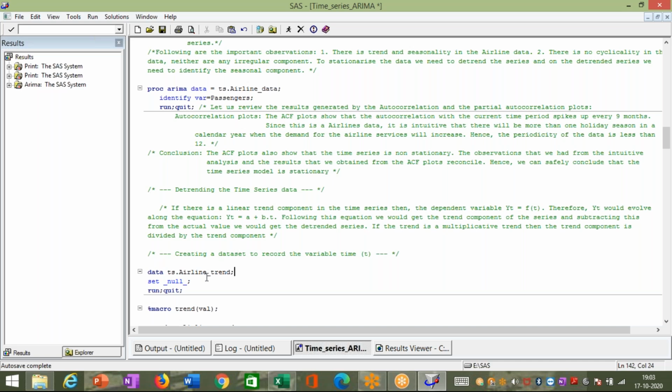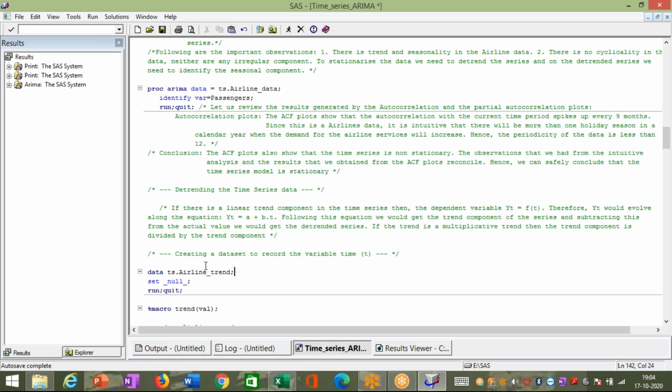Right? So over here, we are going to do this same exercise. The entire idea is we'll fit a linear regression, we'll get the regression equation. From there, we'll get those values, and from the observed values, we'll get those values which have a trend in them.